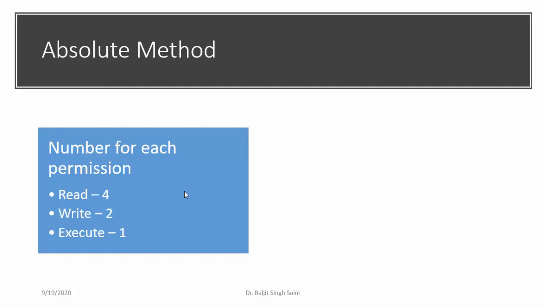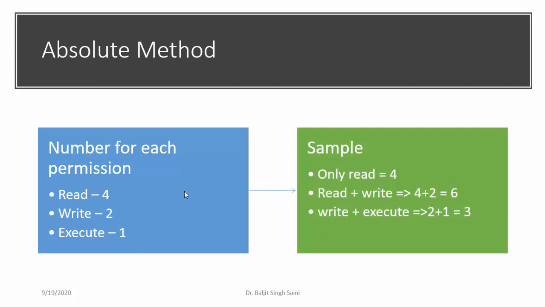For every permission there is a predefined number. For read it is 4, for write it is 2, and for execute it is 1. Whatever combination of permissions you want to give to the user, the group or others, you need to add up the numbers. For example, if you want only the read permission, use the number 4. If you want read and write, use 4 plus 2, that is 6. If you want write and execute, use 2 plus 1, that is 3.